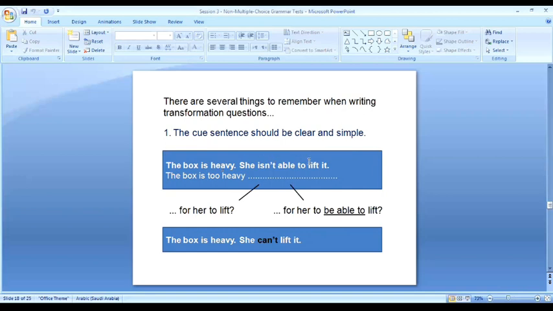She isn't able to lift it. The box is too heavy. We can say for her to lift, or for her to be able to lift. So here the pupil might be confused, or you might get different answers. You should make it clear. You can say the box is heavy, she can't lift it. So the box is too heavy for her to lift it, because she isn't able to lift it. Or, because we have able, you can say for her to lift it. Okay.